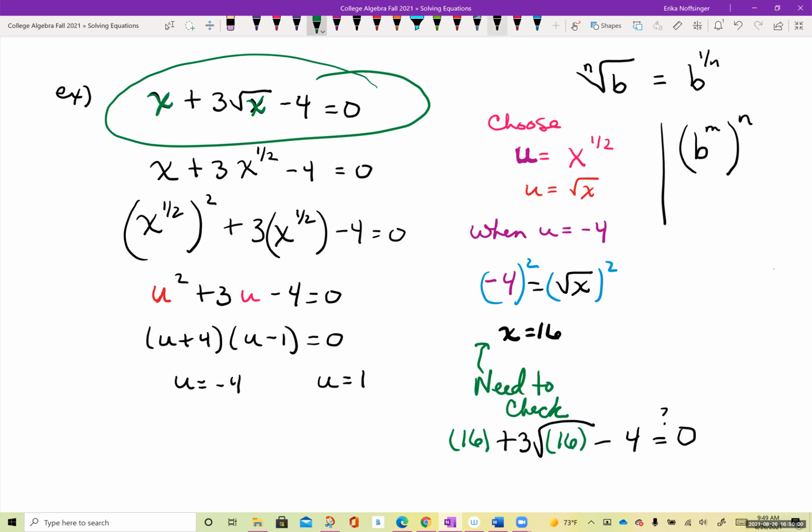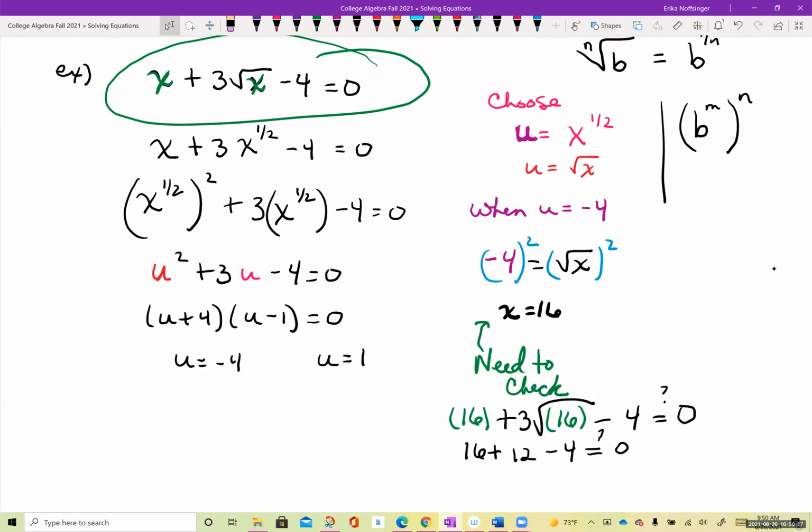So plugging in 16 wherever I saw my parentheses and solving. Here we have 16 plus 3 times square root of 16, which is 4. So 3 times 4 is 12. Minus 4. Is this equal to 0? Well, 16 plus 12 is 28, minus 4 is 24, so 24 equals 0. And this is false. So 16 is not a solution.